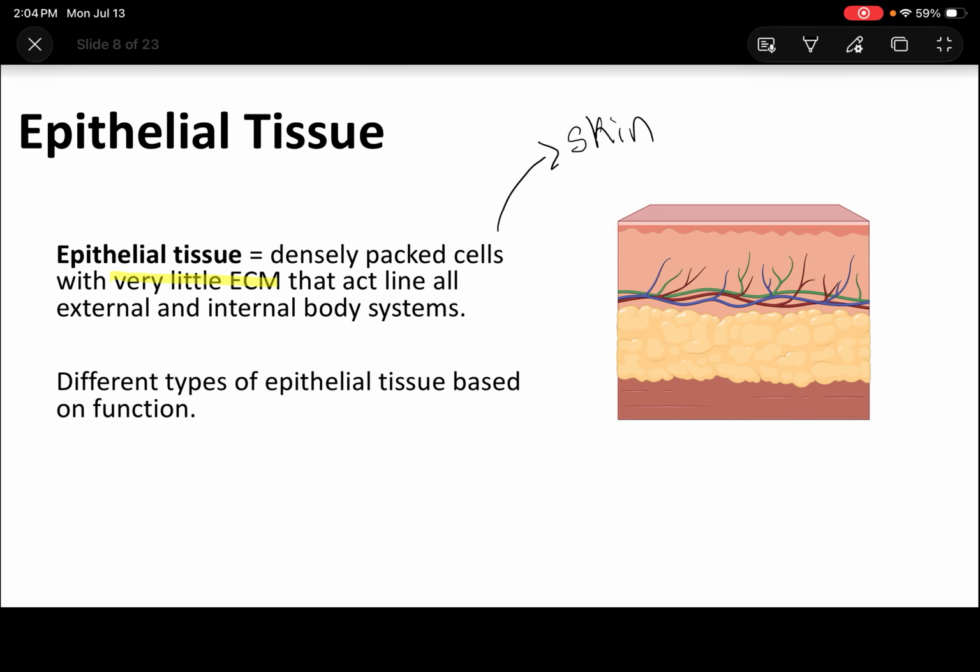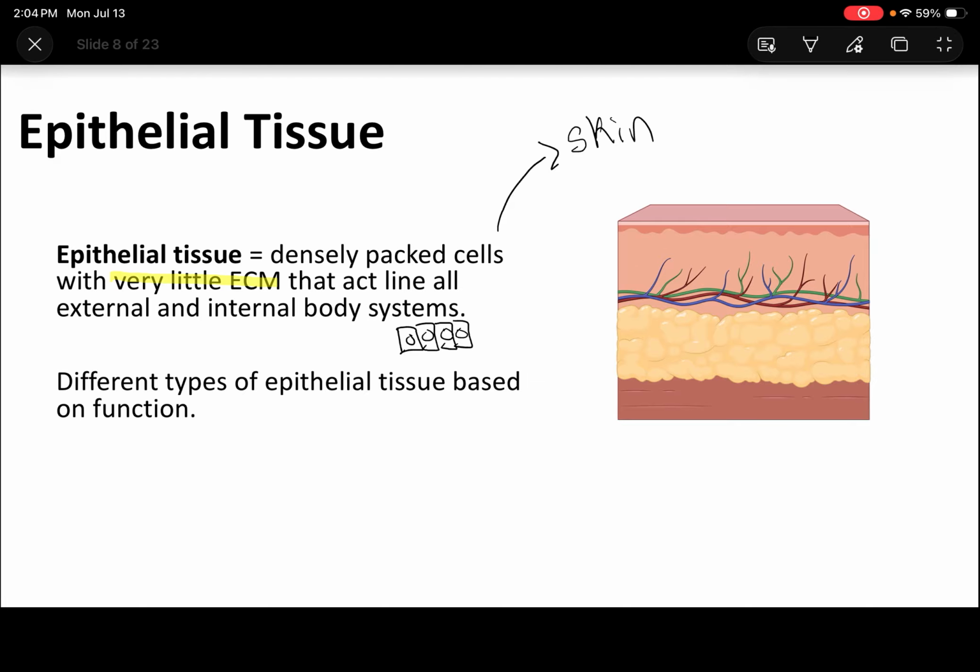If you think about the function of our skin, it exists to be watertight, waterproof, right? It keeps things from the outside getting in. So think about epithelial tissue. They're going to be really tightly packed together. There's not going to be a lot of extracellular matrix. It's lining the insides of organs. It's lining our skin. And it's really important to keeping things separate from one another.